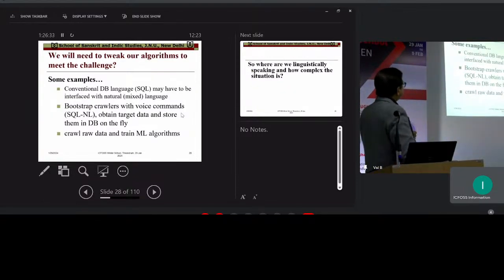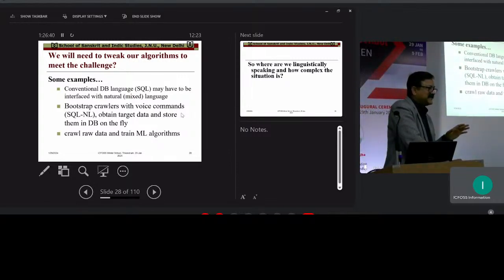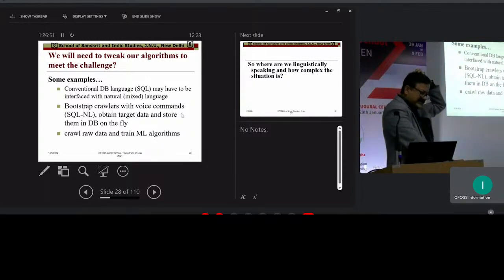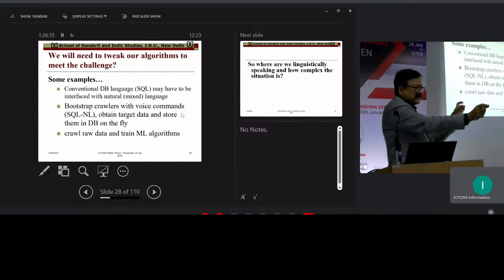So, as an example, the conventional database language SQL. Now, does anybody here know SQL? It is the Structured Query Language for databases. There is a language: select, delete, update, etc. If you go to normal English language, I did the research for my master's thesis at UIUC, where I gave commands in English and the machine parsed out SQL.